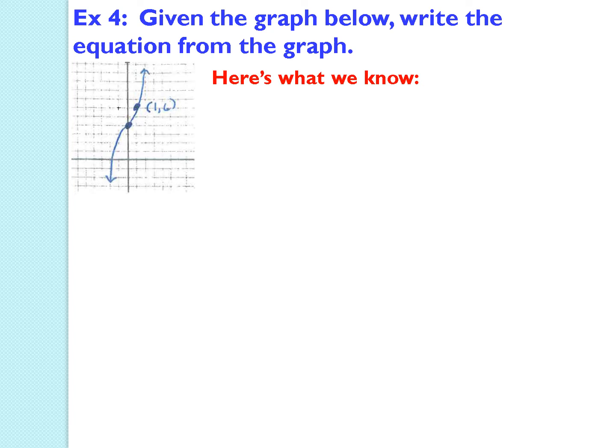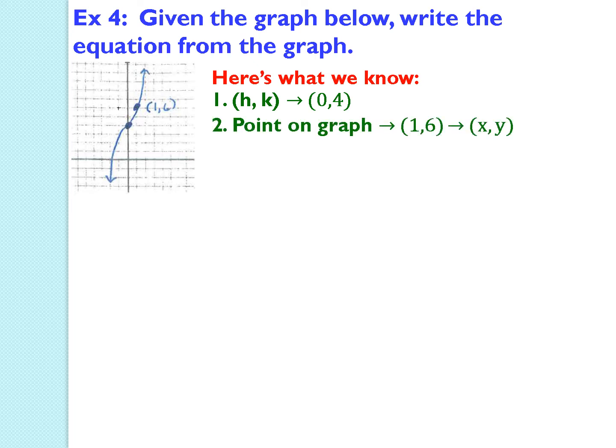So let's talk about what we know. We know h, k, that's the center point. That's the initial point, if you will. That's 0, 4 in this case. The next thing we know is they give us a point on the graph, 1, 6. So 0, 4 is the h, k, and 1, 6 is your x, y.